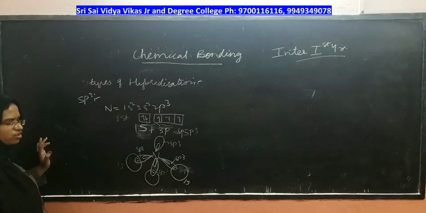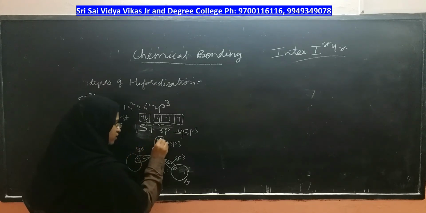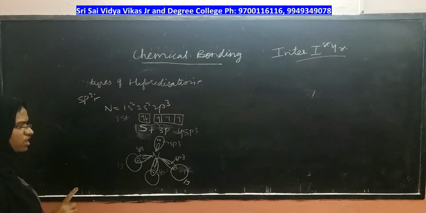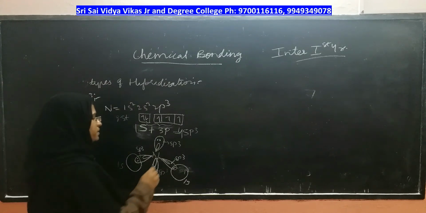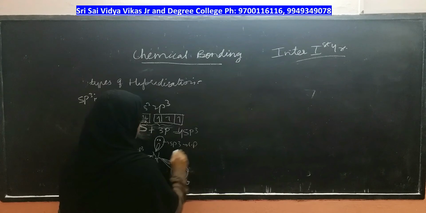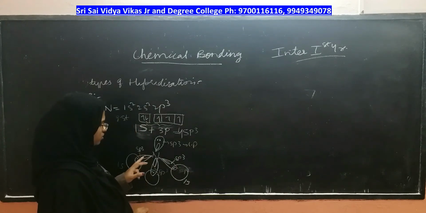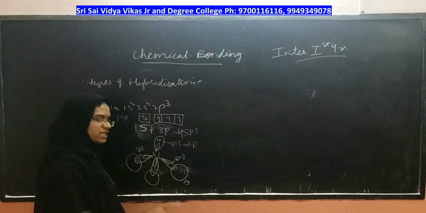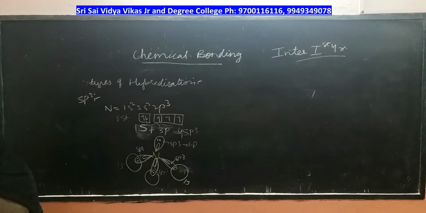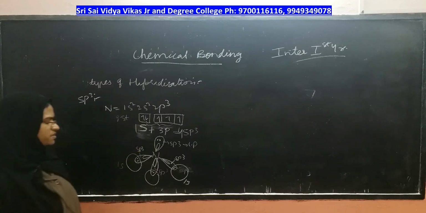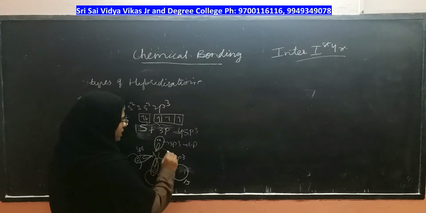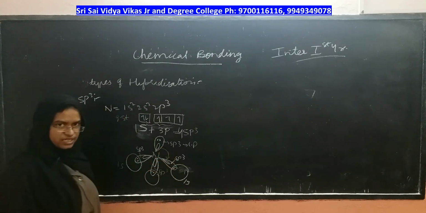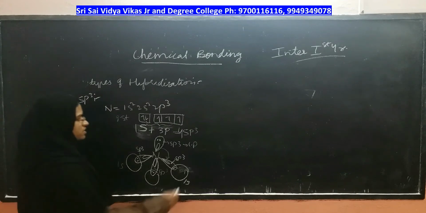So 3 hydrogens are over. The leftover pair of electrons remains on nitrogen as a lone pair on the top, right? So the bonds took place here, one bond, second bond, third bond, and the lone pair will remain in an sp3 hybrid orbital, not in an s orbital. So this is sp3 hybridization, and the bond angle should be 109 degrees for tetrahedral shape.